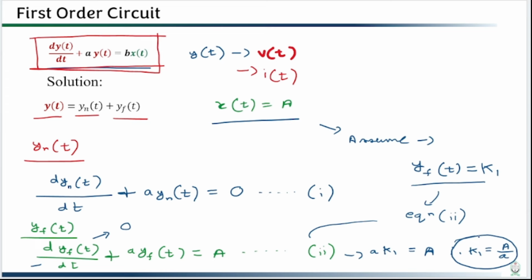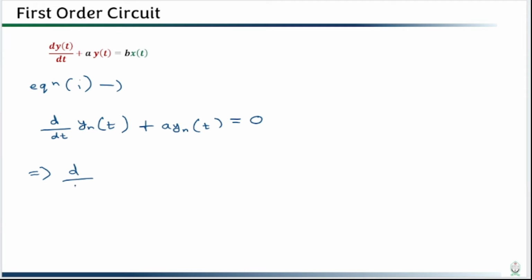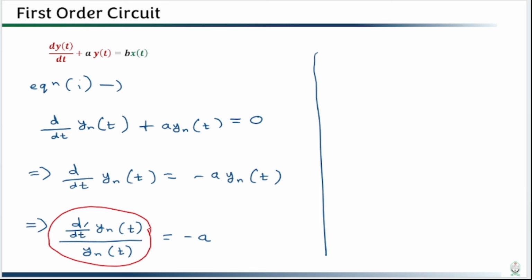Okay. Now, what will happen to the natural response case? For the natural response, we have derived one equation, that is equation number 1. So if we rearrange equation number 1, we initially got, it will give us this. If we rearrange it like d/dt of y_n(t) equals minus a y_n(t). Now look here, the left hand side we have this thing. We can rewrite it in this way.